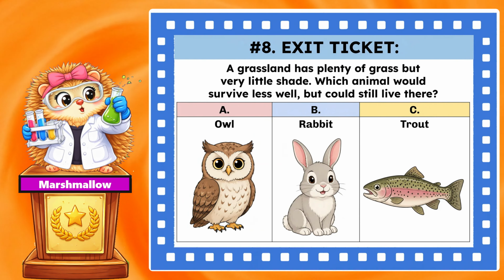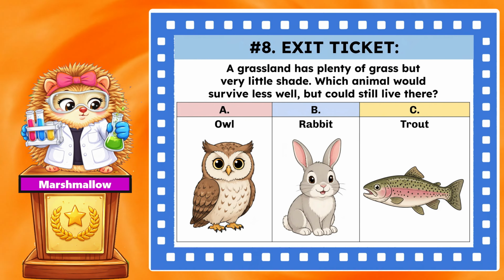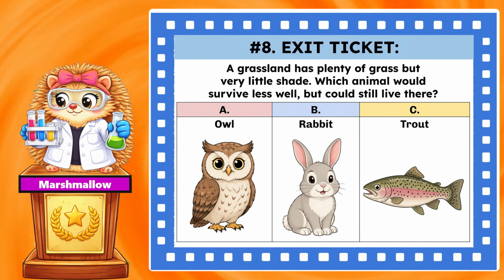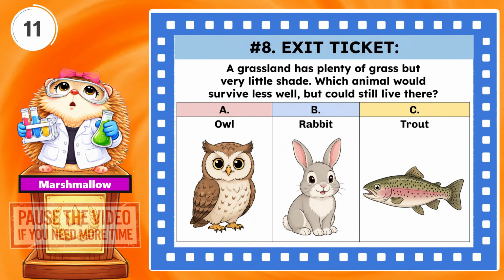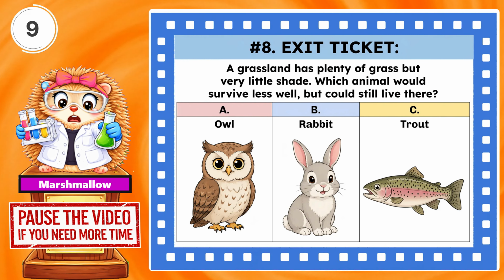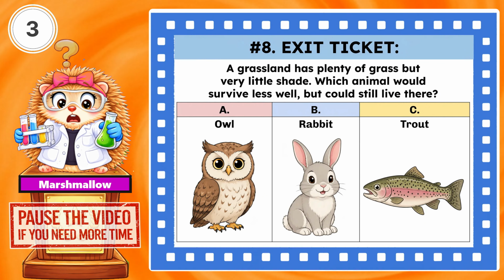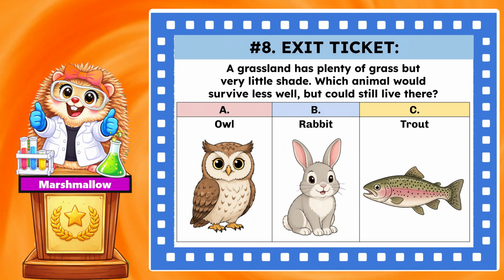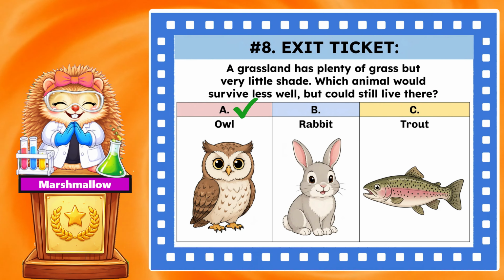A grassland has plenty of grass, but very little shade. Which animal would survive less well, but could still live there? And the correct answer is letter A, owl.